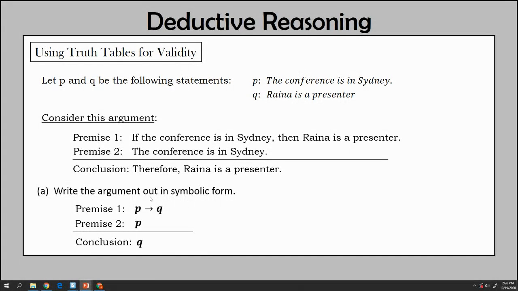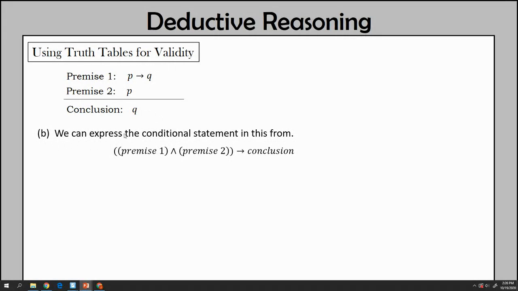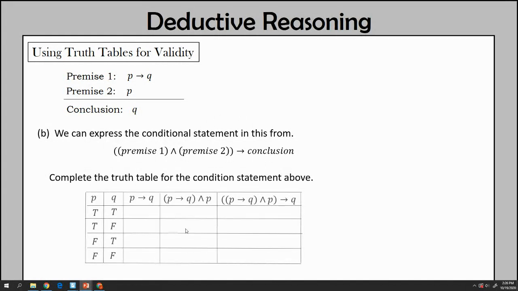So we use our symbolism here to be able to write this out. This is the same thing. I just moved to a new page here. Now, we can express the conditional statement in this form. What we're saying is if premise one and premise two are true, then the conclusion must be true. That's kind of how this reads. And what we're going to do is set up a table and work through the truth values for this statement. I have P implies Q and P, because, again, it was premise one and premise two. And then I take premise one and premise two implies the conclusion, which is Q. So we're going to complete each of these rows and see where we are in the end.